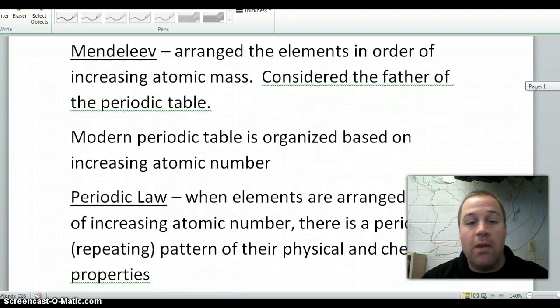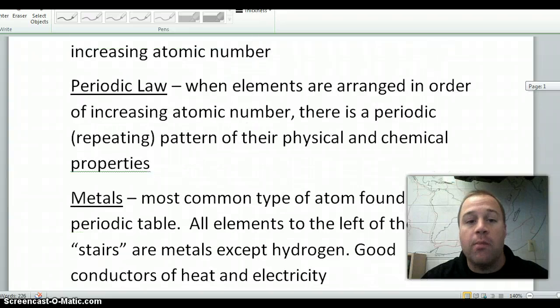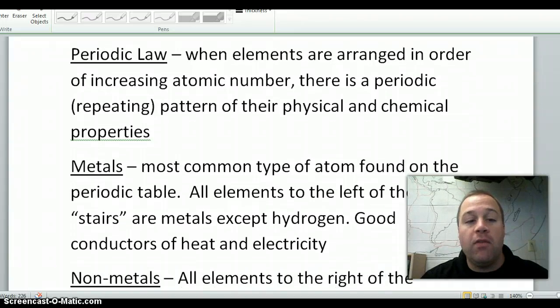So as you can see on here, it's based on increasing atomic number, which we know is the number of protons. Mendeleev basically came up with the periodic law, which is just that the elements are arranged in order of increasing atomic number, and that they repeat both physical and chemical property patterns.